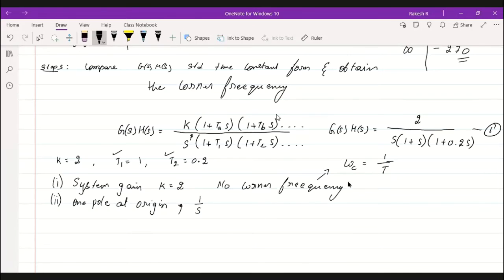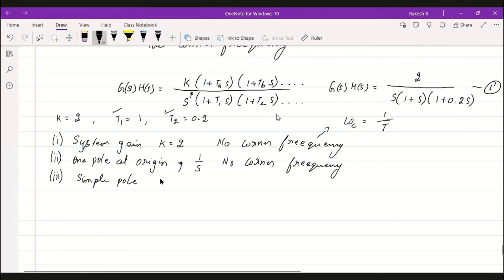For this also there is no T factor, so no corner frequency. And after that, if we have any simple pole, or simple zero, whatever, we might have a simple pole or simple zero here. If you have only poles, you can take only poles. If you have zeros also, you need to consider those. For simple pole, first I'll take 1 divided by 1 plus s.